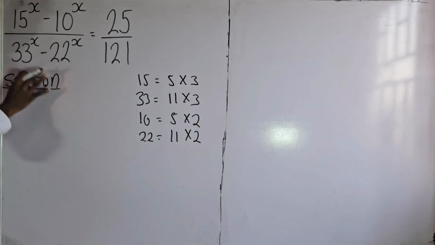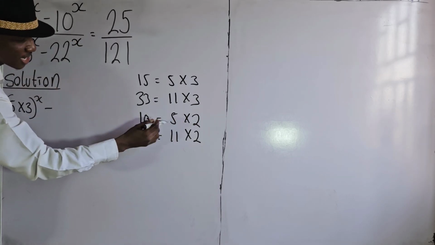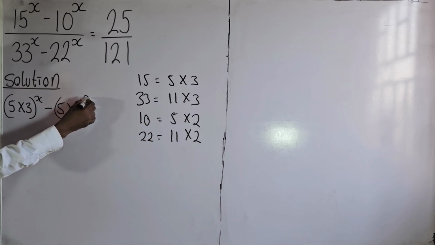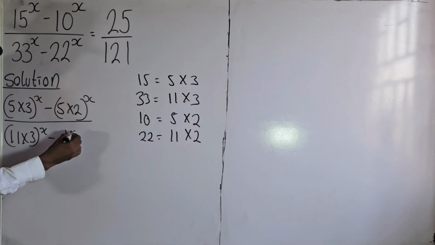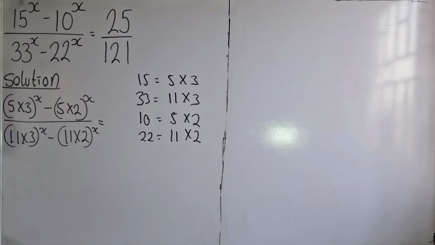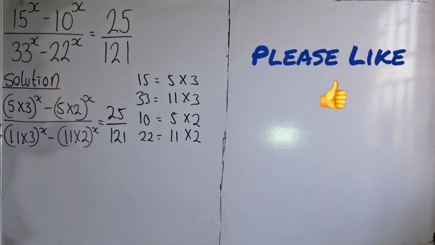Instead of 15, I'm going to replace that with the product of 5 and 3. So I'm going to have 5 times 3 raised to the power of x minus, instead of 10, 5 times 2, okay? So I'm going to have 5 times 2 raised to the power of x. This divided by 33 raised to the power of x will be written as 11 multiplied by 3 raised to the power of x minus 11 multiplied by 2 raised to the power of x. This will be equals to 25 over 121. Okay, that is the first step.